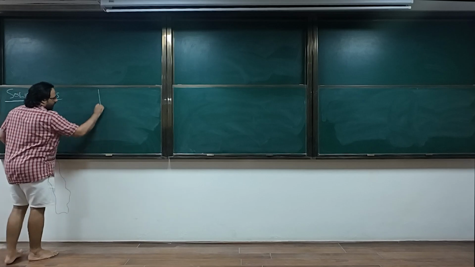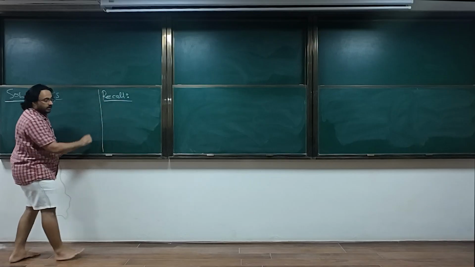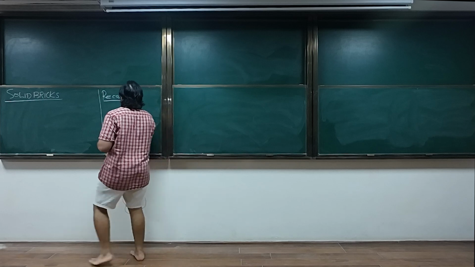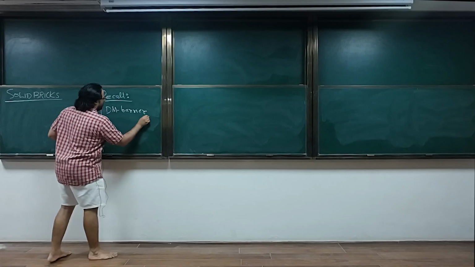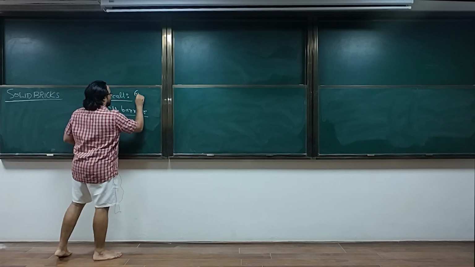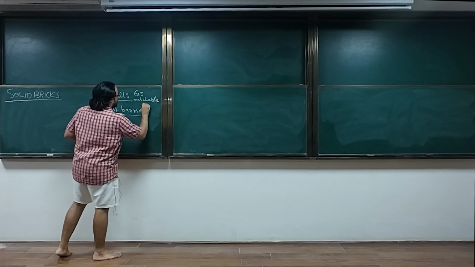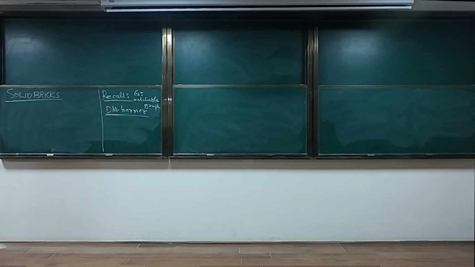Recall, Dulmage-Mendelsohn barriers strike again. So what is a DM barrier? In a matchable graph, recall that this was defined in general for all matchable graphs. Does anyone recall what a Dulmage-Mendelsohn barrier is? Well, we all know what a barrier is, at least in a matchable graph, or even otherwise. So what's a Dulmage-Mendelsohn barrier?